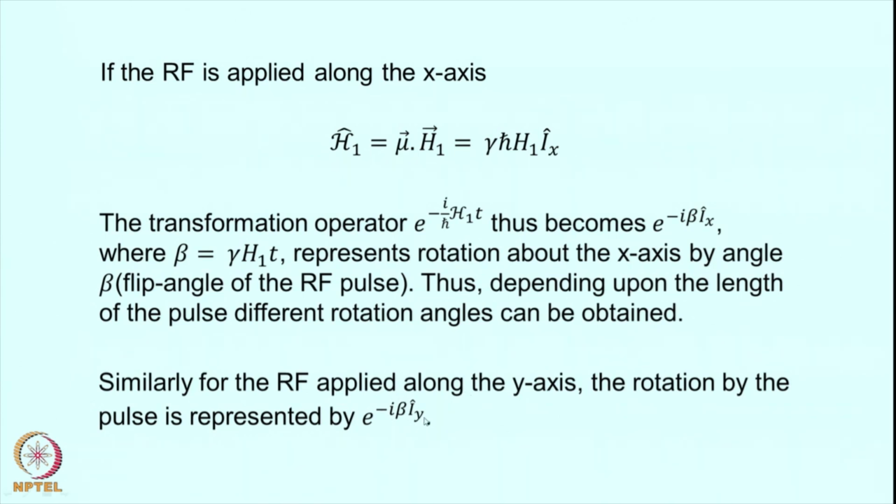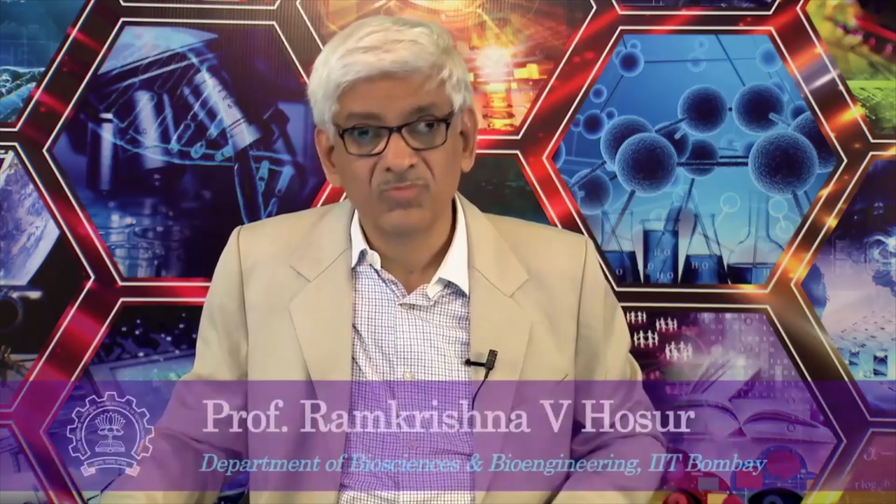If you want to apply somewhere in between, then one has to put in Ix plus i Iy and things like that. Those are called phase shifted pulses, and we will not discuss those things right now. We will take the simpler cases where it is clearly along the x or the y axis, and this will be sufficient to understand the principles that are happening, and those involved things can be calculated separately.